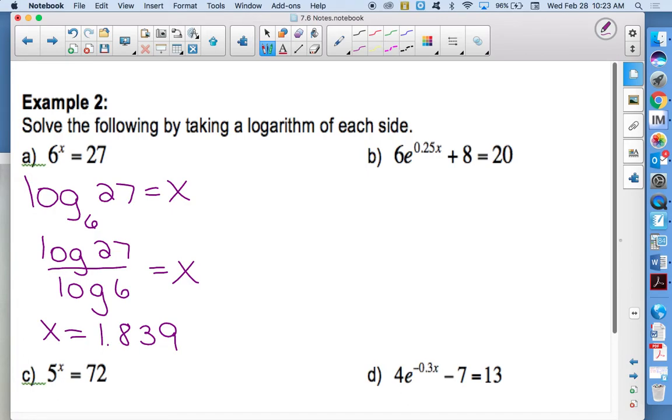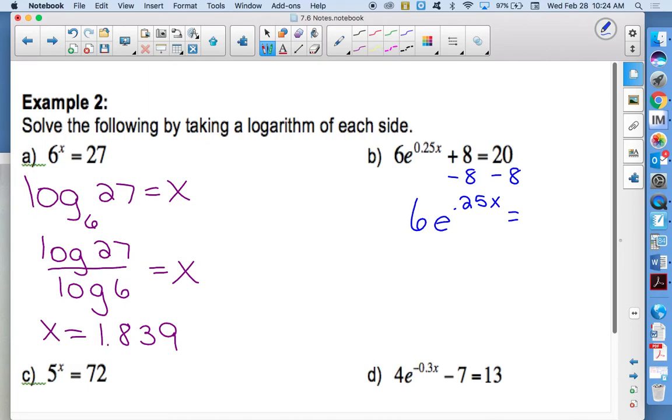Okay, so if you look at letter B, it looks a little different than A because there's an e in it, but there's also a 6 in front. There's a plus 8 behind it. There's an exponent that has a 0.25 with it, so a little more interesting than just 6 to the x equals 27. But think back to all the equations that we've solved. Sarah, what do you think you'd have to do first? Subtract the 8. Right, subtract the 8. So what is the goal by subtracting 8, Sarah? Getting the e by itself. Right, we're going to get the exponent by itself.